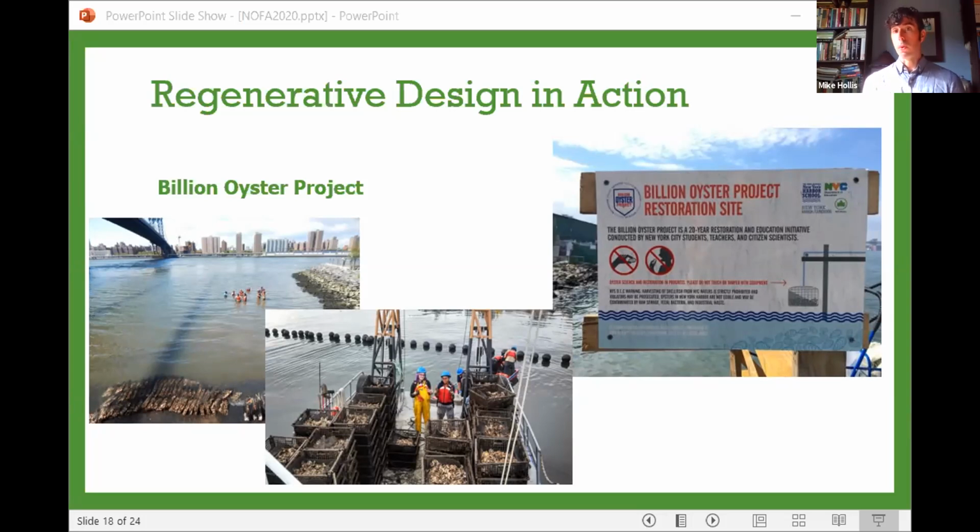And as you may know, oysters have a remediation quality in themselves for water quality. So I think that as we examine the benefits of those, it's just another neat project that we can take a look at as an example of regenerative design in action.